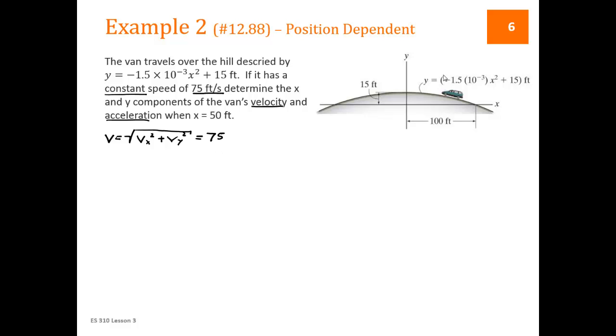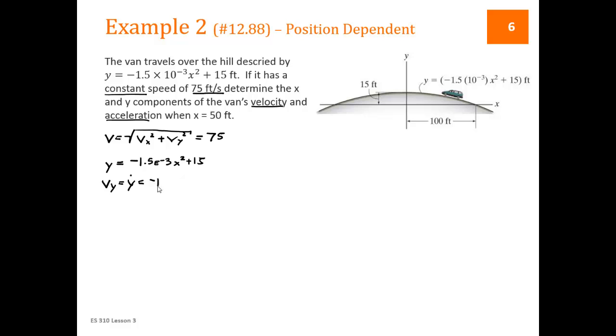Well, we're given a position, right? We're given the y part of the position as negative 1.5 e to the negative 3x squared plus 15. So let's take the time derivative of y. That would give us Vy, right? So Vy is equal to y dot, the time derivative. So this is x. x is a function of time. So we need to use the chain rule here in order to find the time derivative.